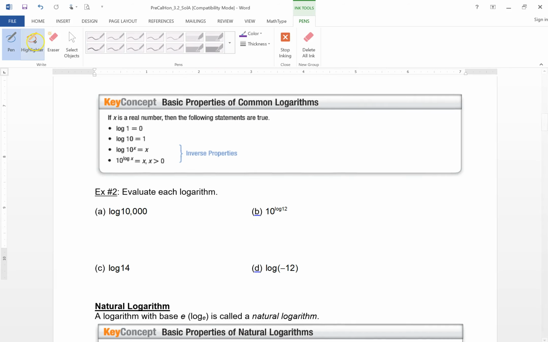Okay, so common logarithms, basic properties of common logarithms. The most common base for a logarithm is 10. Basically, that's its favorite base, okay? So when you have log 5, let's say, equals x, if you don't have a base there, the default base is 10.